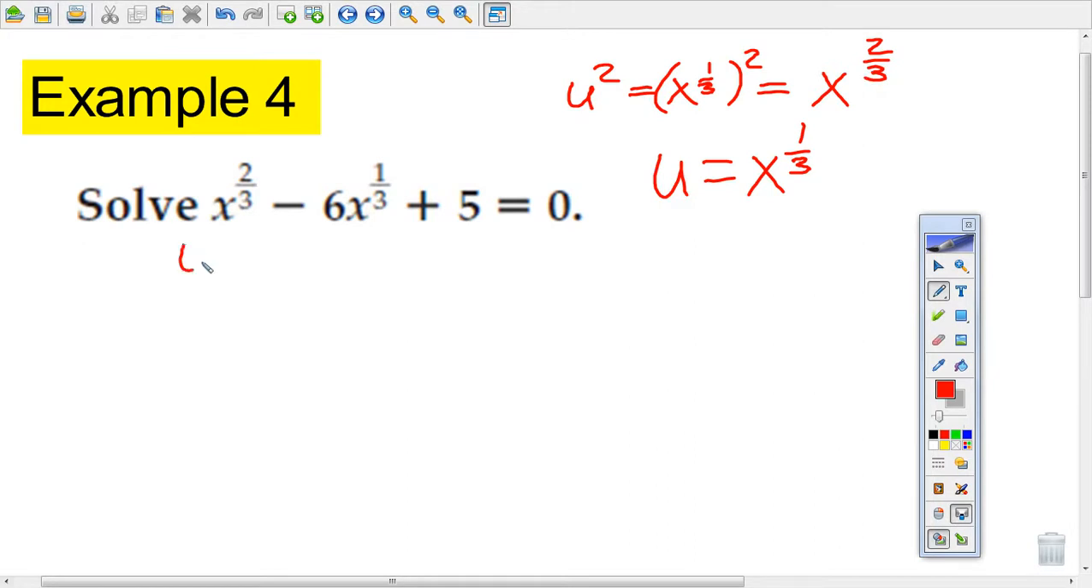So I can make this U squared minus 6U plus 5 equals 0. I kind of call these textbook problems because they're not very prevalent in the real world. But that's okay. They're still fun. How do you factor this? Is it factorable?